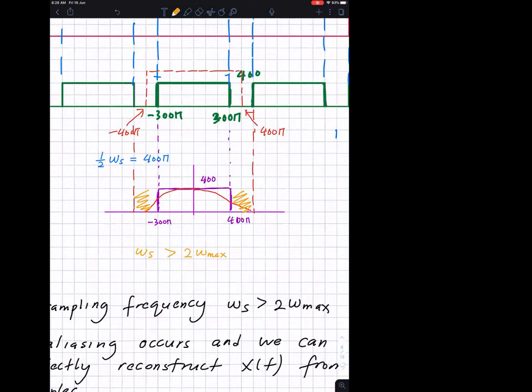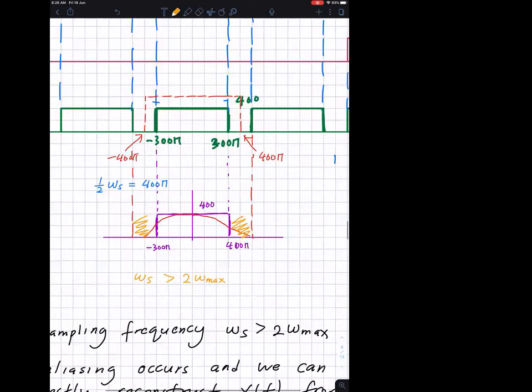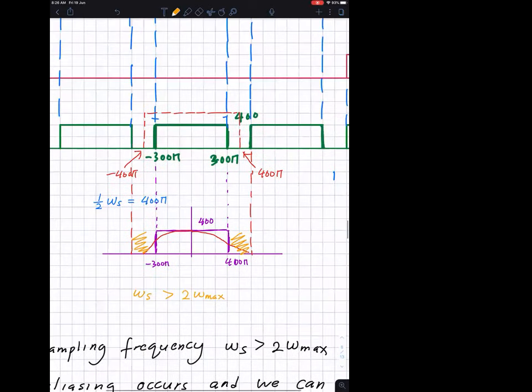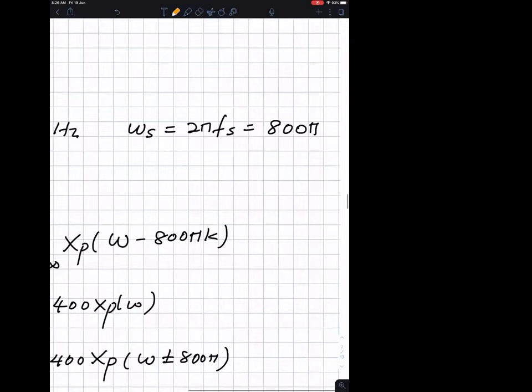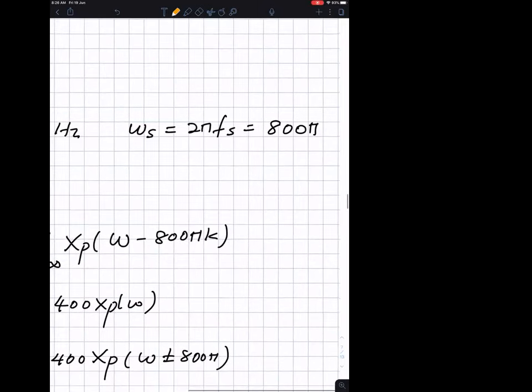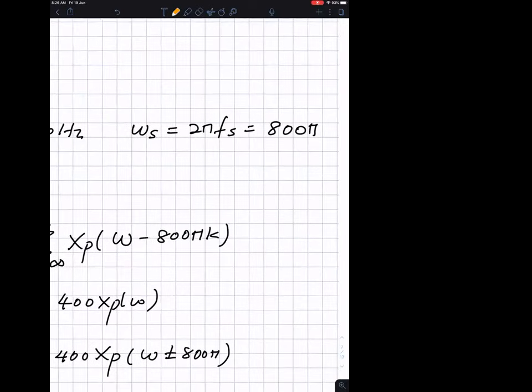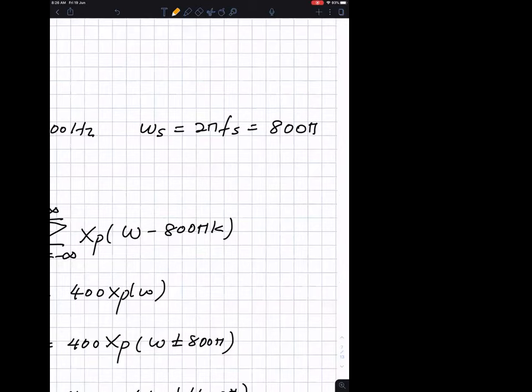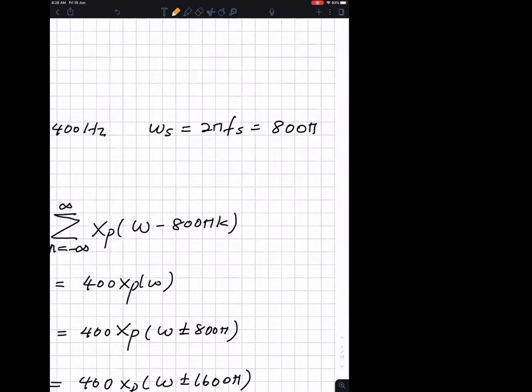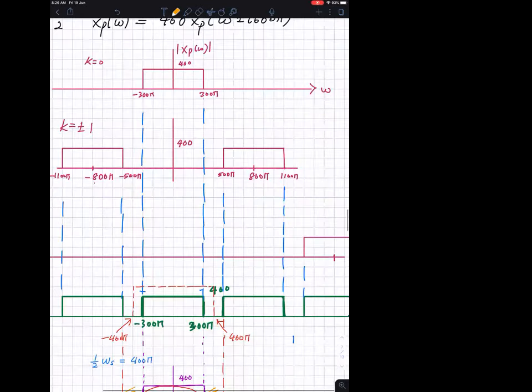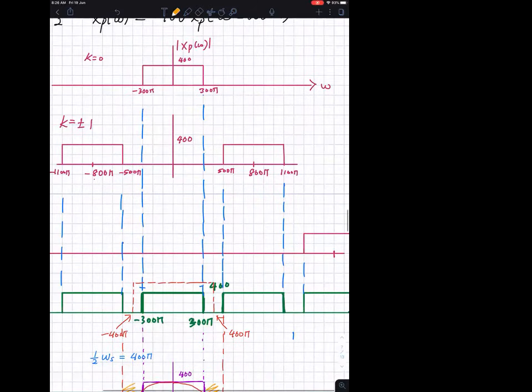Okay, any questions? Sir, why are we getting 400 pi? 400 pi, because it is half the sampling frequency. The sampling frequency for this case is 800 pi. So the filter cutoff frequency is 1/2 the sampling frequency. This is the filter cutoff frequency.